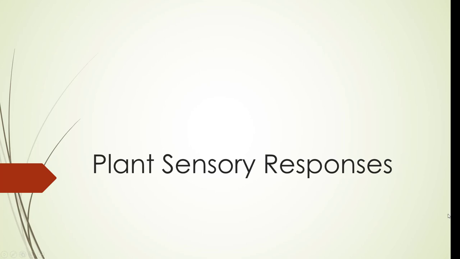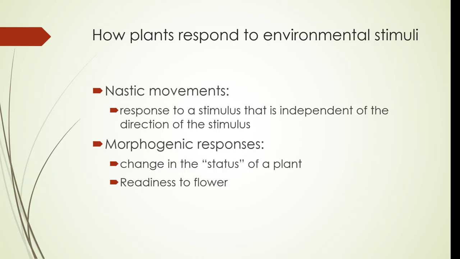Okay, we're going to continue talking about plant responses, and in some cases, these responses are from hormones. Other cases, it may be from light or touch. So, the way plants respond to environmental stimuli, there are nastic movements, which are responses to a stimulus that's independent of the direction of stimulus, and then morphogenic responses. That's the change in the status of a plant and its readiness to flower.